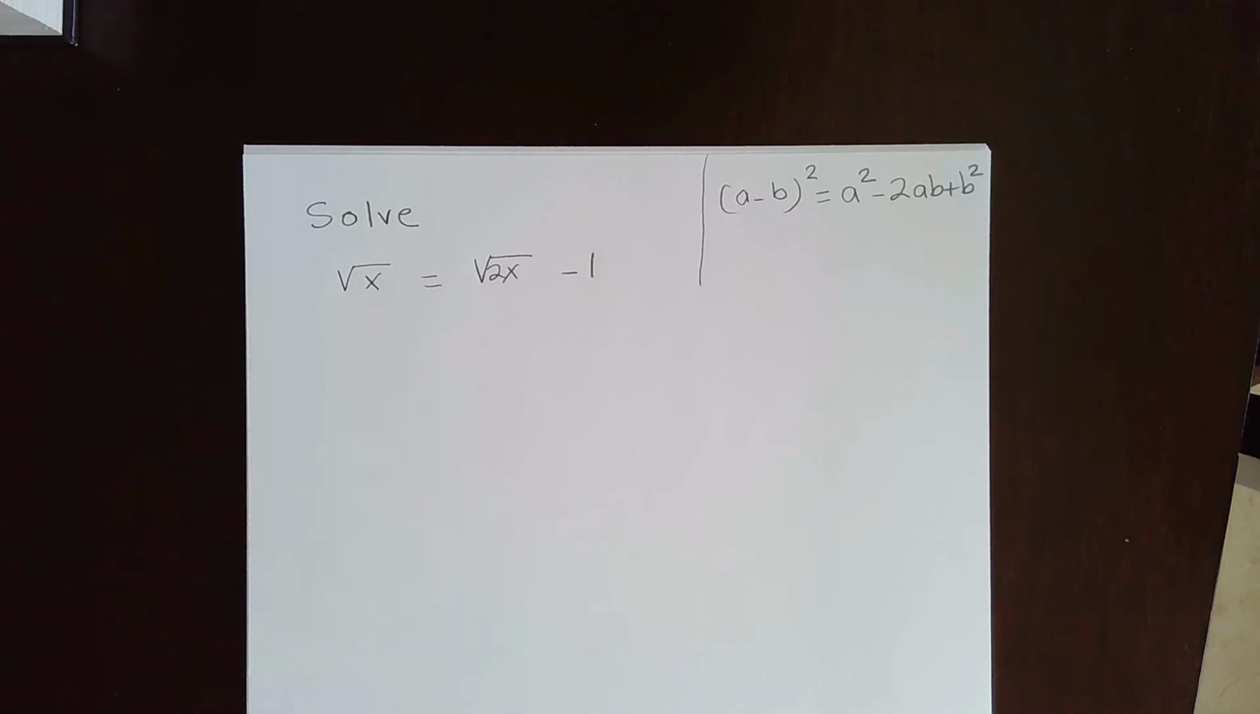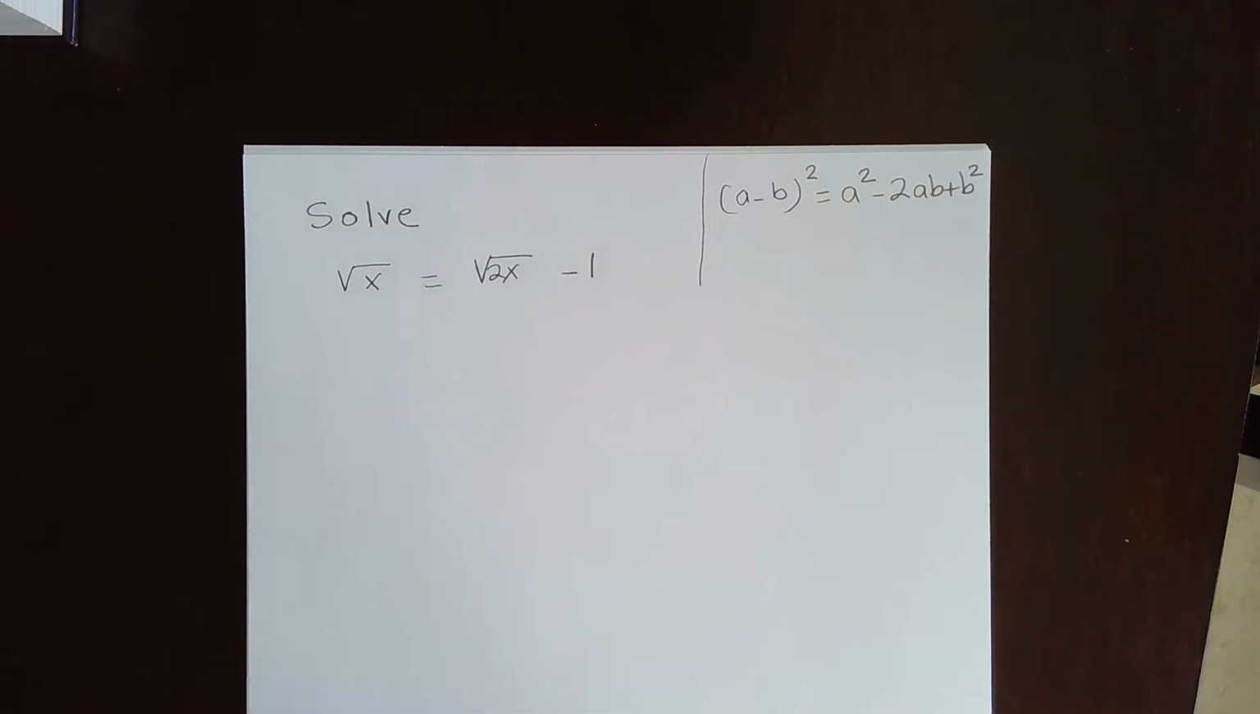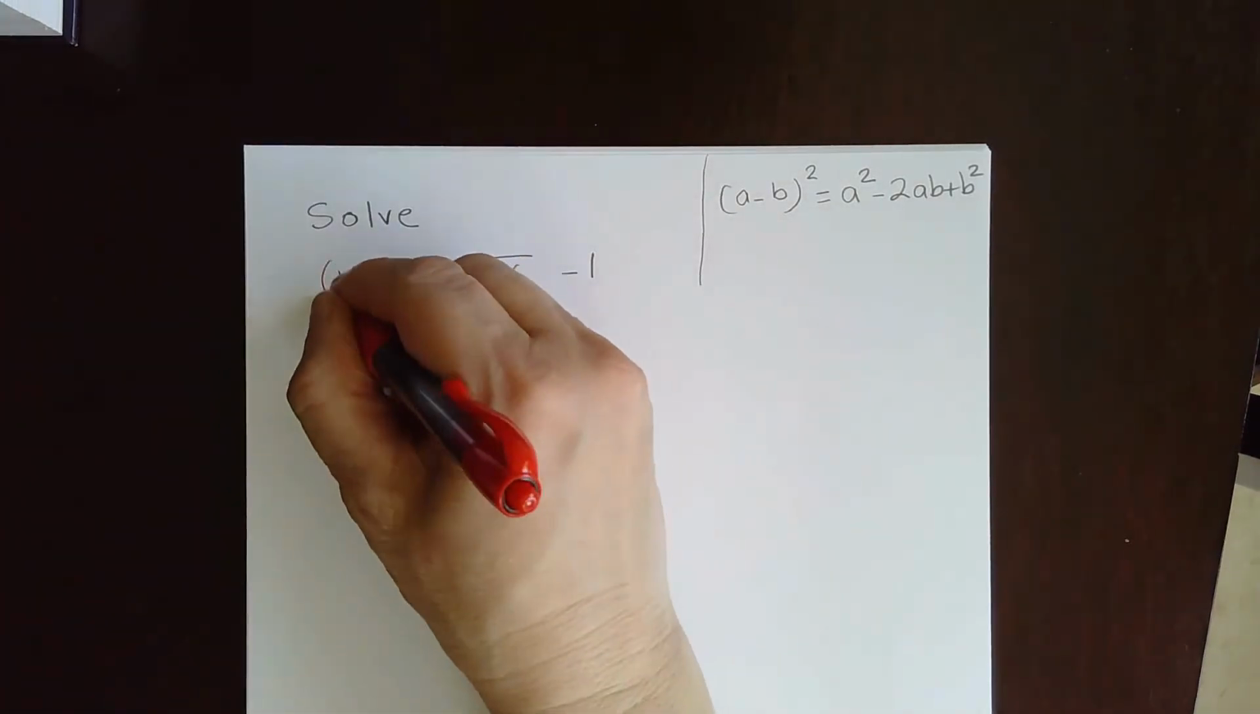Hello everybody, today we're going to solve a radical equation. We have square root of x equal to square root of 2x minus 1. Now to solve this radical equation, I need to square both sides of the equation.